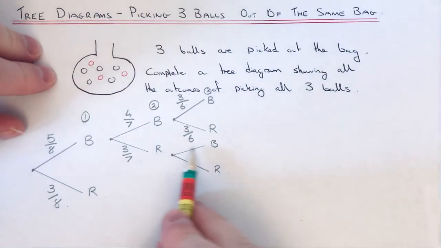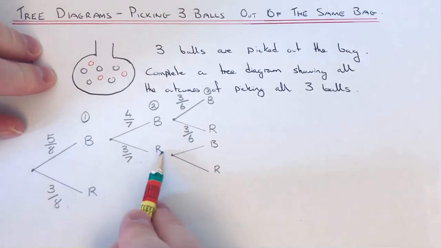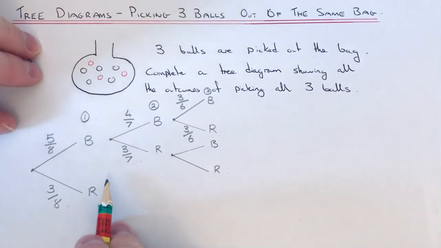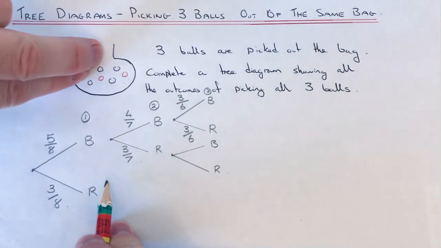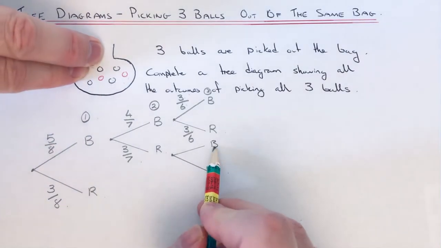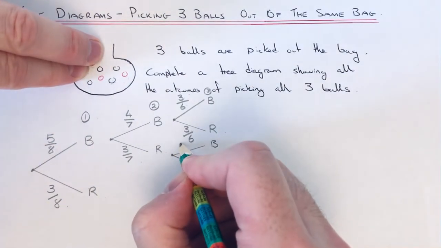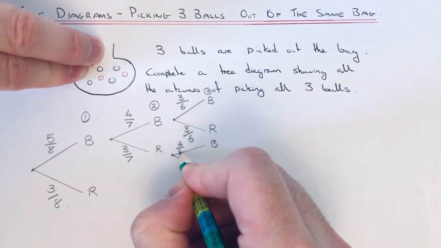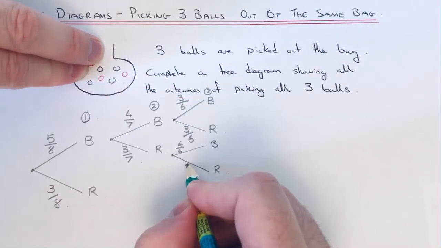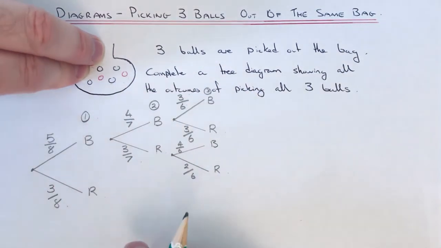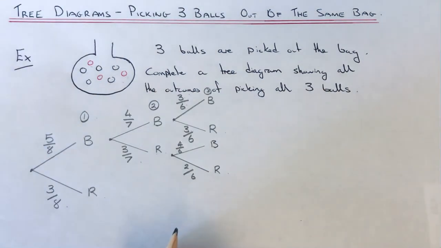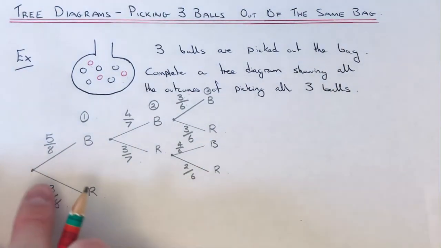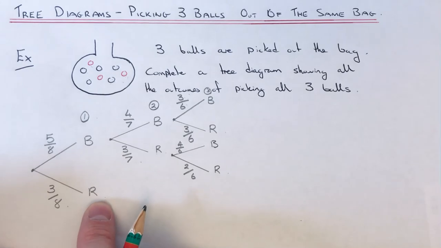Okay, so remember what I've picked out previously. I've picked out a black and a red on these two here. So I'm going to cover those up, a black and a red. So the probability of picking another black for my third ball would be 4 out of 6, and a red would be 2 out of 6. Okay. So I'm now going to go back and figure out the probabilities from when I picked the red ball first of all.